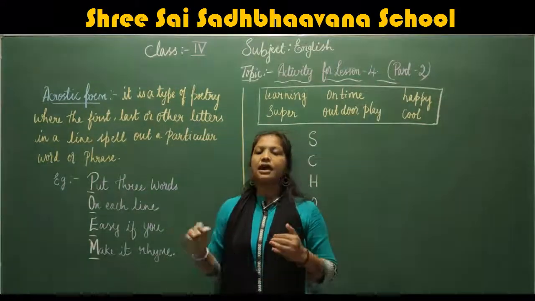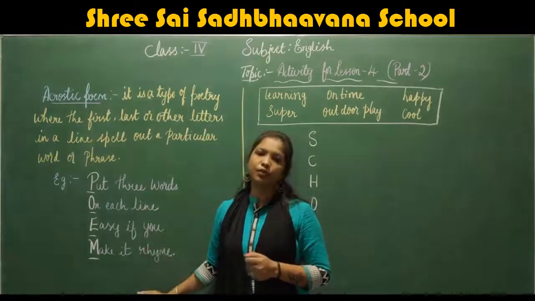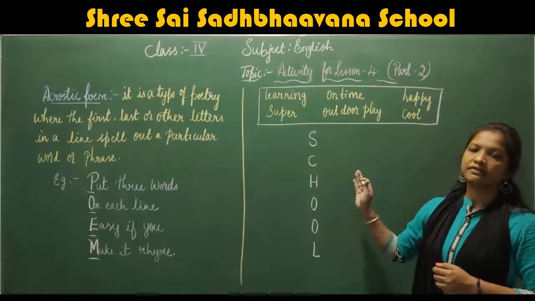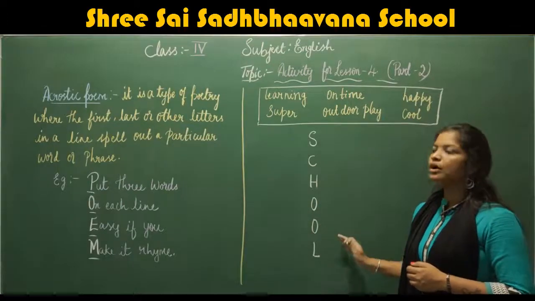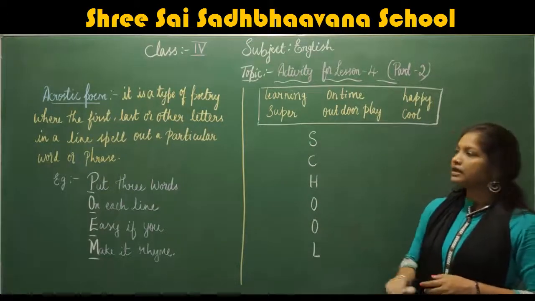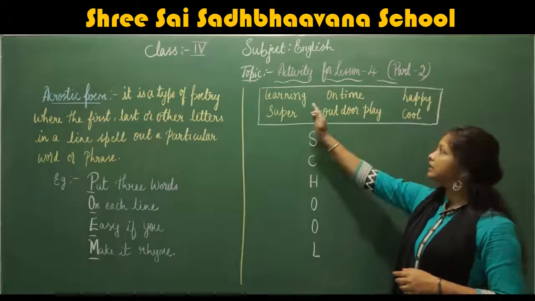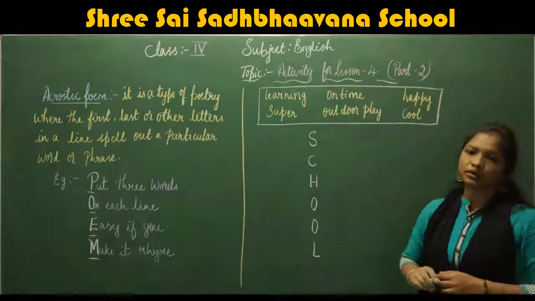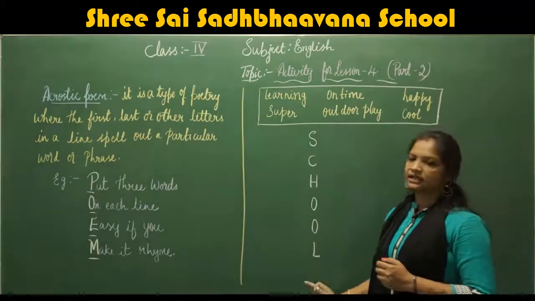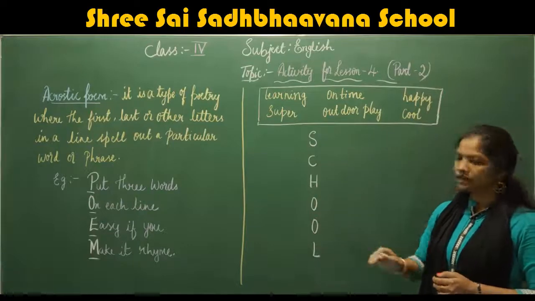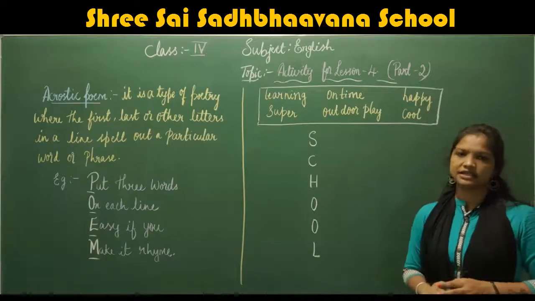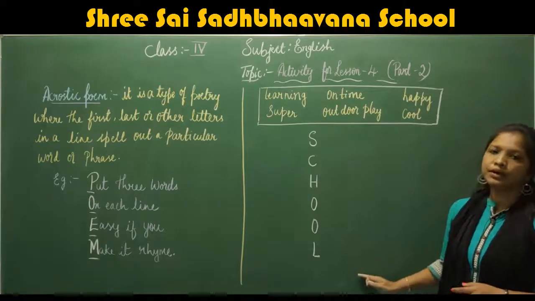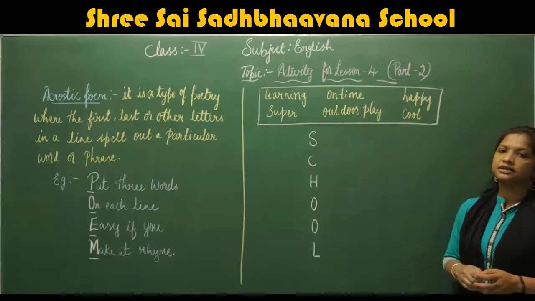Understood, children? According to this acrostic poetry, they have given an example. Okay, they have given an activity, so we have to complete the poem. Options they have given are learning, on time, happy, super, outdoor play and school. They have also given the first letters, that is SCHOOL. So we have to fill in each letter with the particular word or phrase.